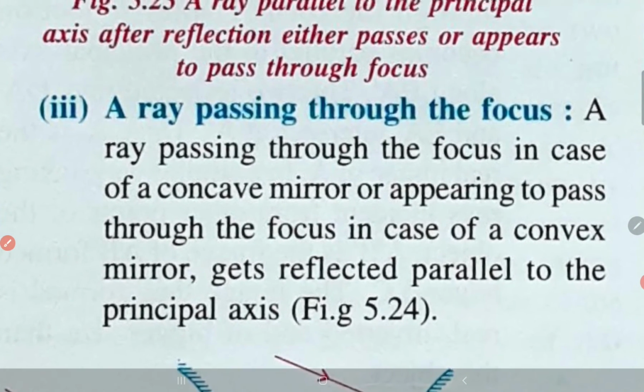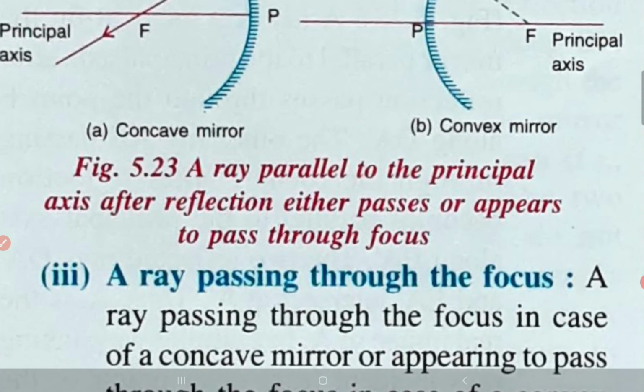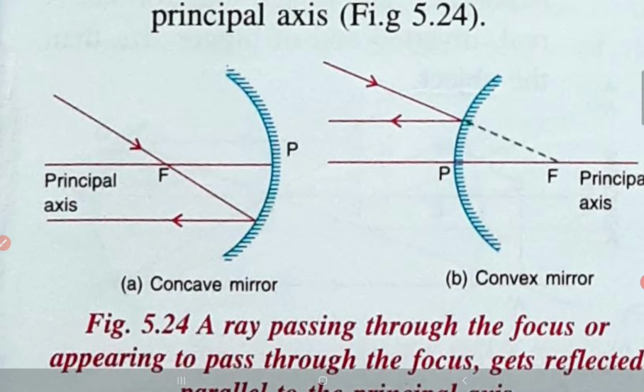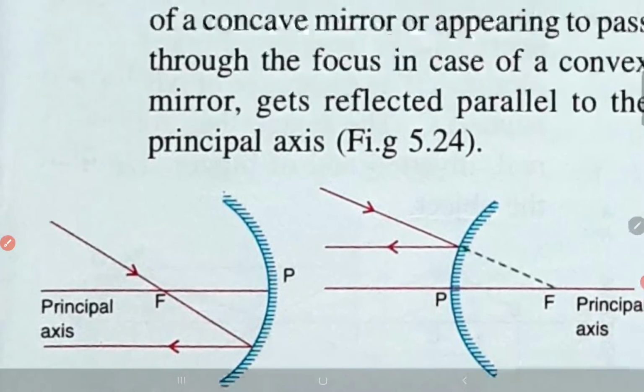The third one is a ray passing through the focus. A ray passing through the focus is just opposite of this. Here is the diagram. Suppose a ray passes through the focus, that is my incident ray, strikes the surface and then suffers reflection. So when it gets reflected, this ray needs to be parallel to the principal axis. That means this is just opposite of the previous case.